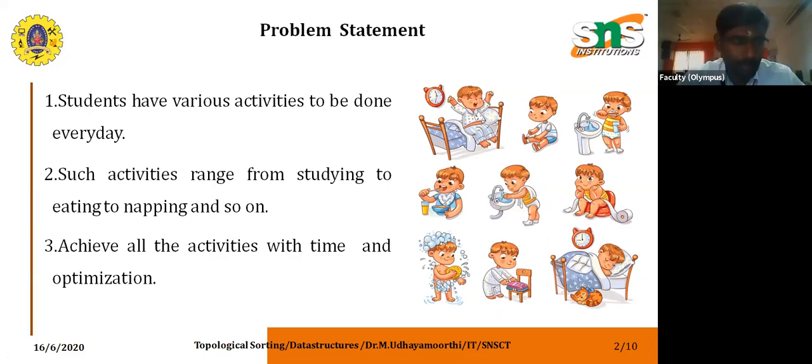Okay, listen. Picture, let us consider a child or any human being. He normally wakes up in the morning at a particular time. Then he is going to brush his teeth. Then followed by some activities, and after that he is going to take some food.